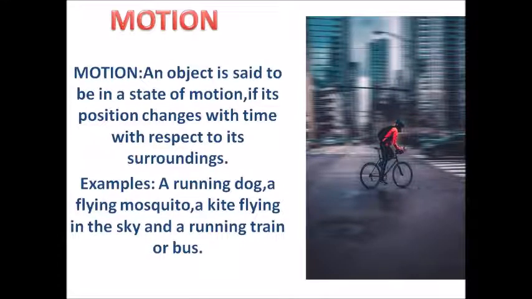Hello children, today we will learn about motion and its different types. An object is said to be in a state of motion if its position changes with time with respect to its surrounding. So what does this statement mean? This statement means that an object should change its position with time.